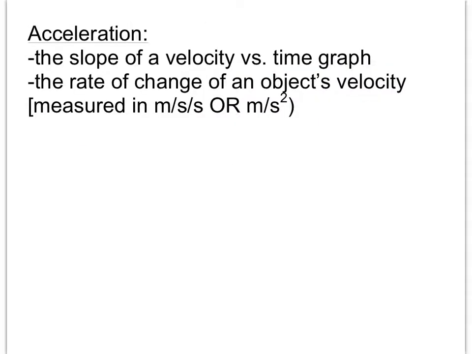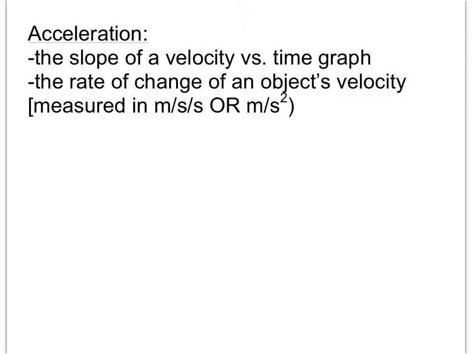So I want to give you two definitions of acceleration. First up, the graphical definition is the slope of a velocity versus time graph, like I said before. And just like any slope, it's a rate of change. And in this case, it's the rate of change of an object's velocity over time.